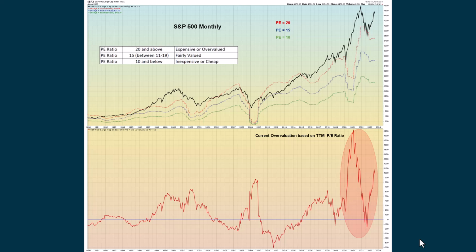A PE ratio typically over 20 means the market is expensive. Between 11 and 19, the market is fairly valued. 10 or below, we're considered inexpensive or cheap. Now, those are static numbers, and sometimes we can go way above those numbers.